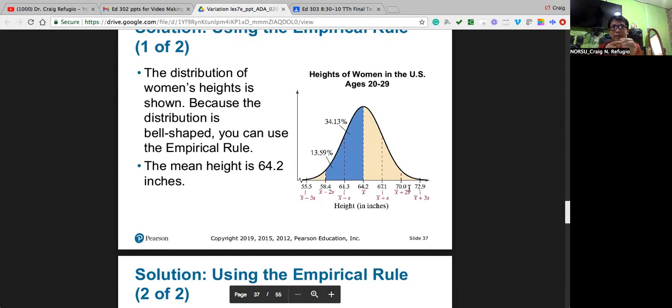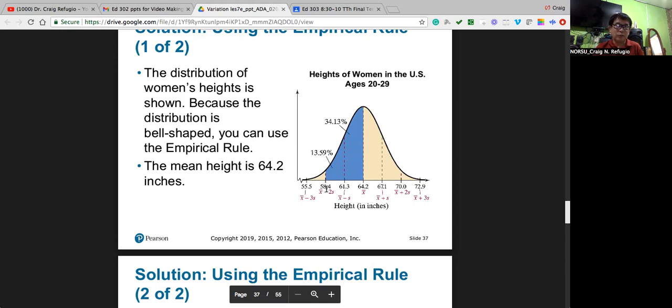Then for the second, going to the right, we add the standard deviation 2.9. To get the third, you take the value 70.0 plus 2.9, the standard deviation, so you will get 72.9. Then going to the left, 64.2 minus 2.9, the standard deviation, is 61.3. 61.3 minus 2.9 is 58.4.